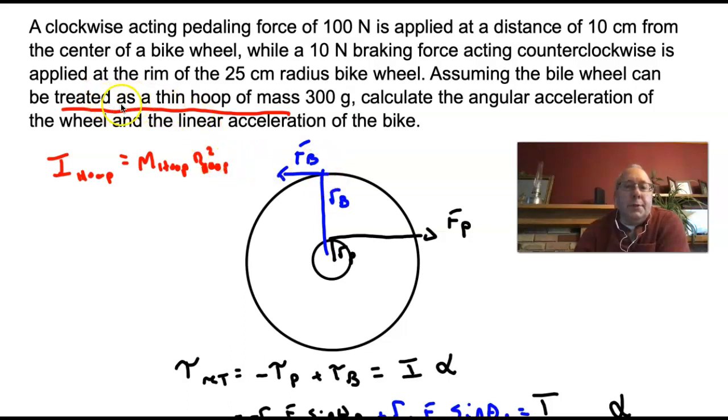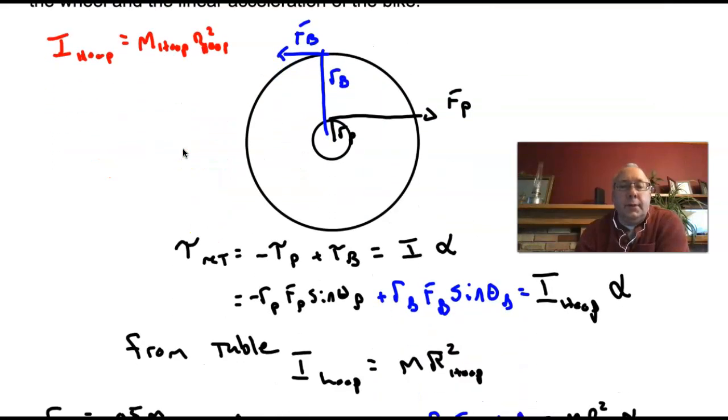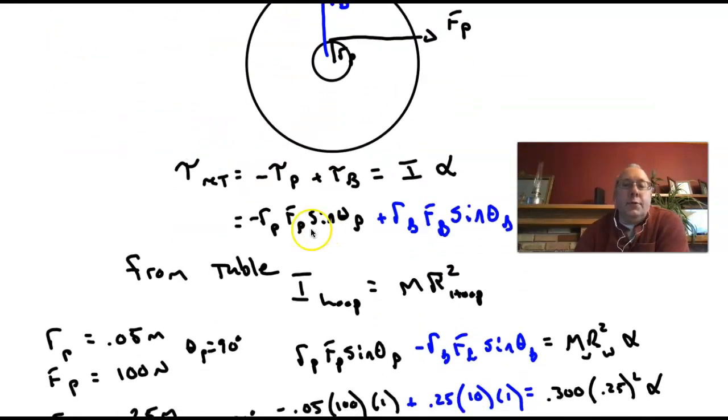So the wheel in this problem, it says, can be treated as a thin hoop. And the moment of inertia of a thin hoop, if you look up in a table, is the mass of the hoop times the radius of the hoop squared. So we'll need that information later on. We can see the pedaling force is clockwise, so it's negative, and the braking force is counterclockwise, so it's positive.